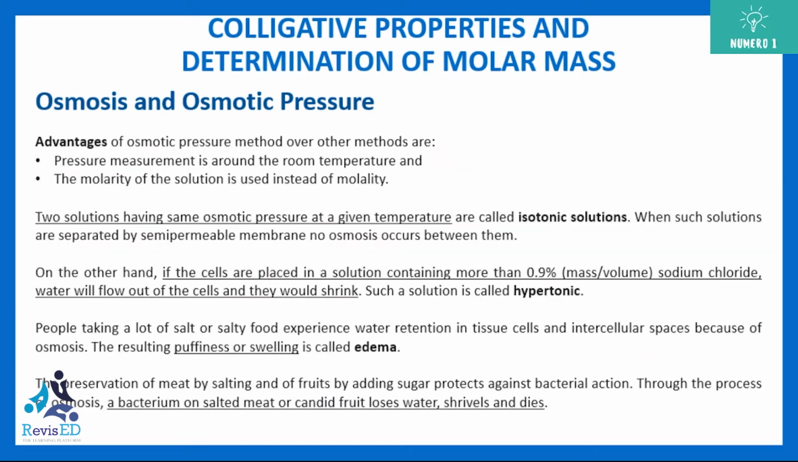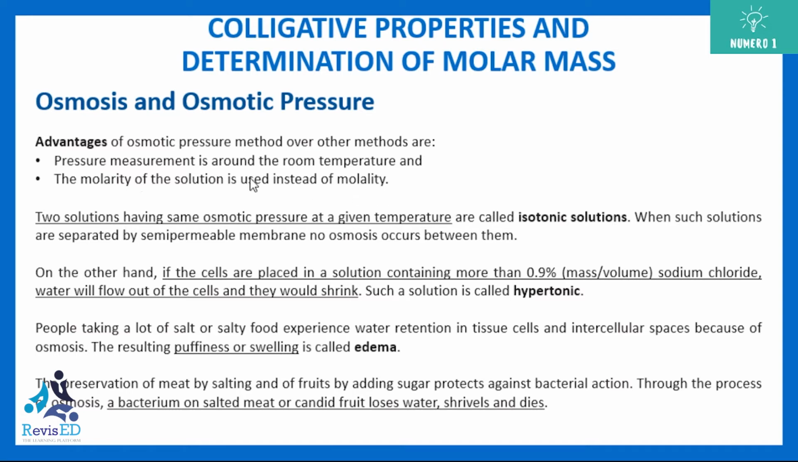Next, some advantages. The advantage of the osmotic pressure method over all the other methods for calculation of molar mass is that the pressure measurements are done around room temperature. If you remember, we do not have to go to a higher temperature or a lower temperature, that is boiling point or freezing point. We can do this at room temperature. Now here the molarity of the solution is used. In all the previous cases we were using molality.